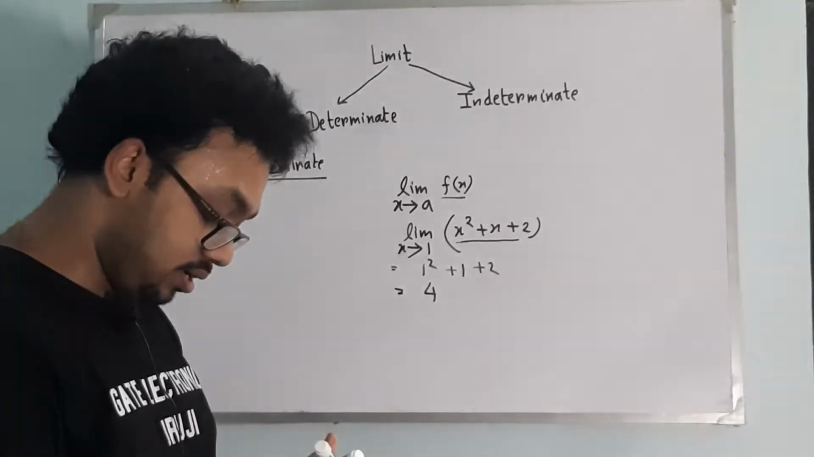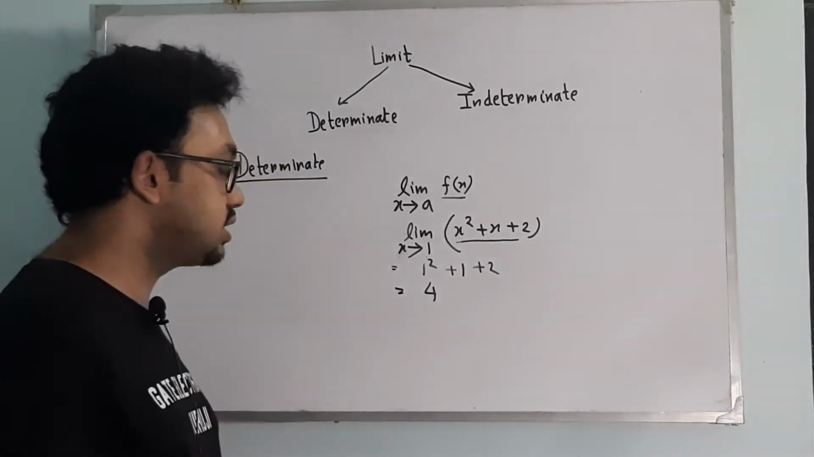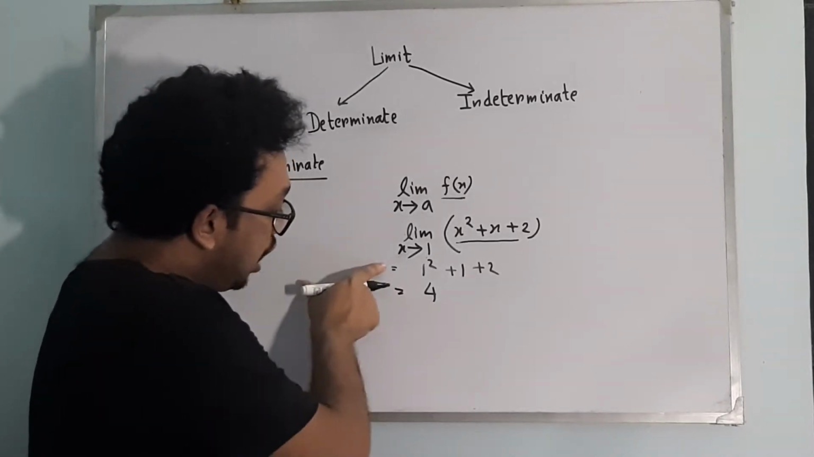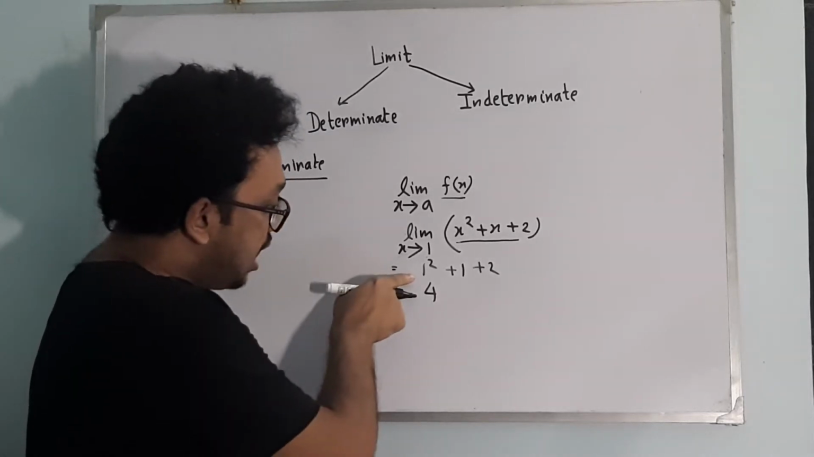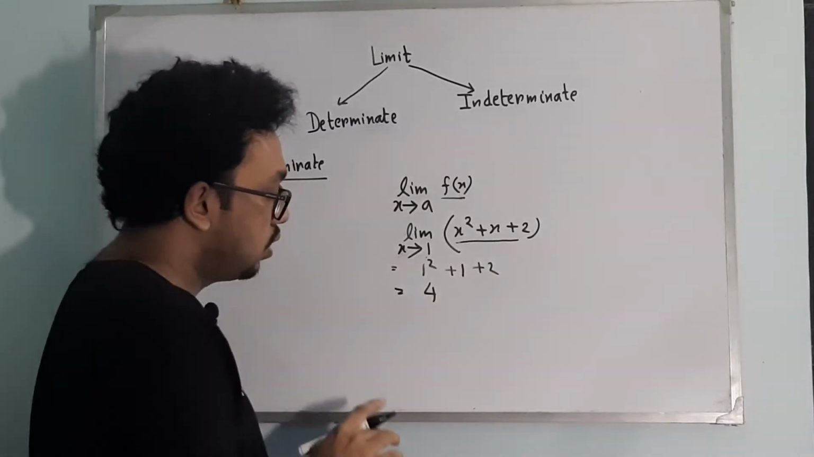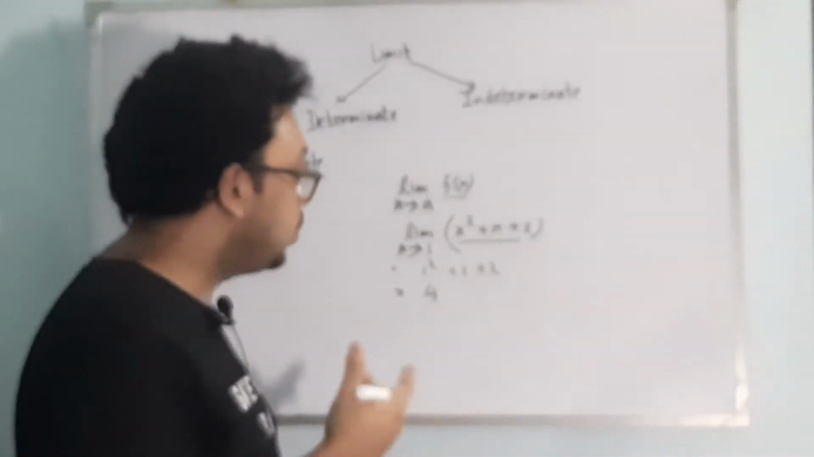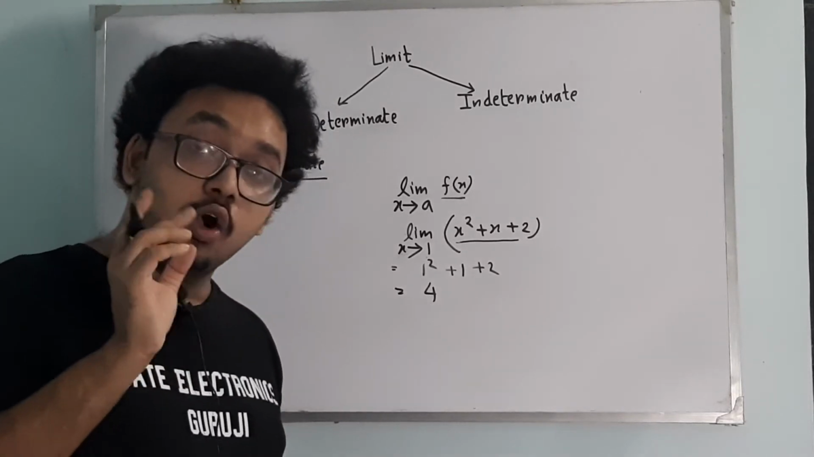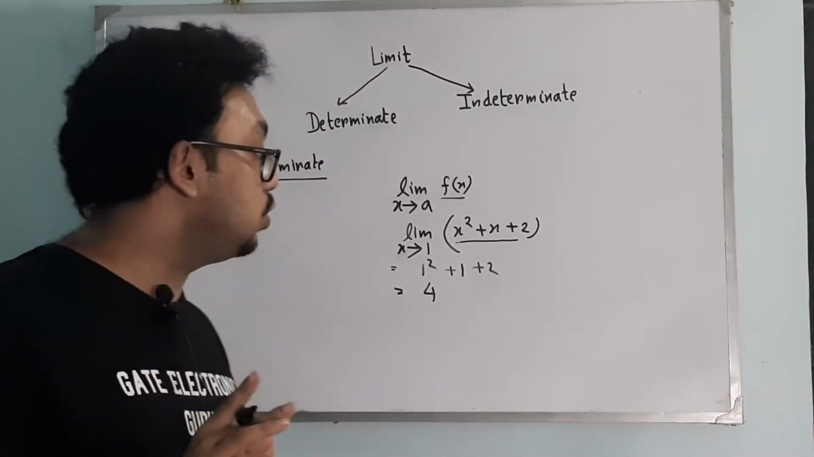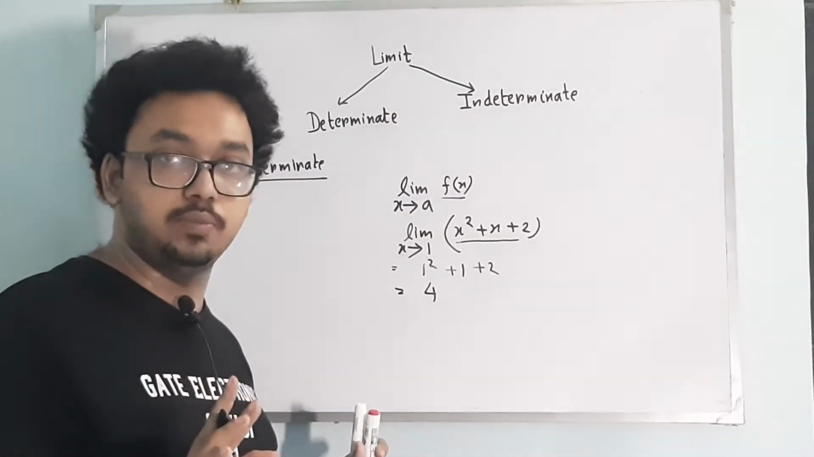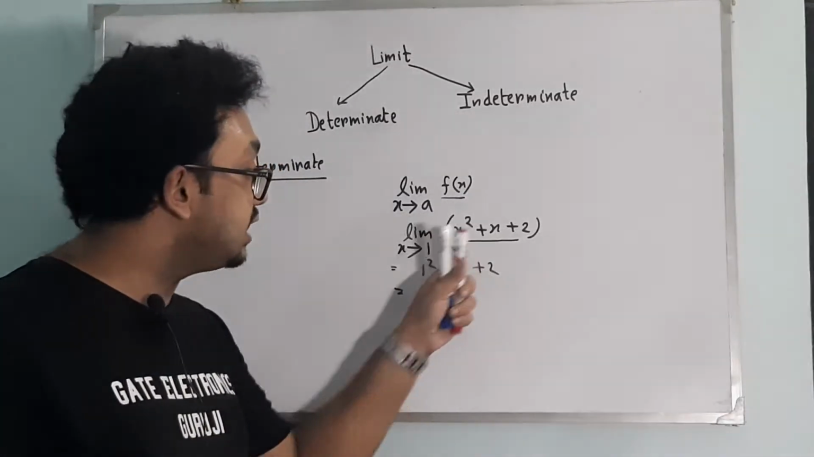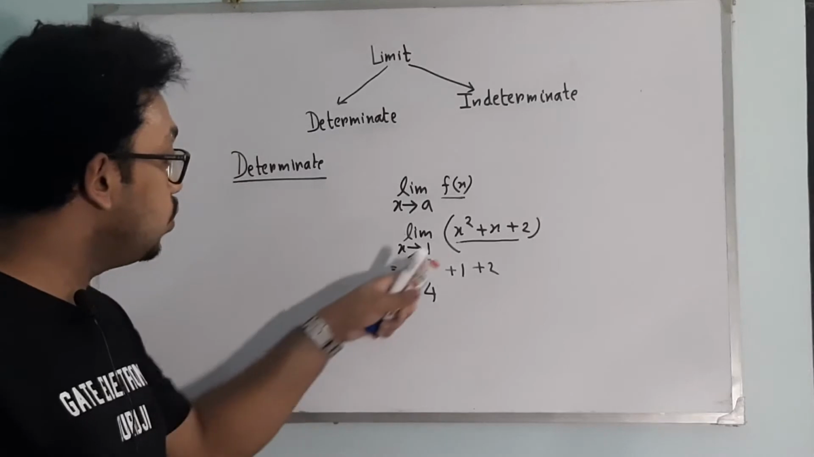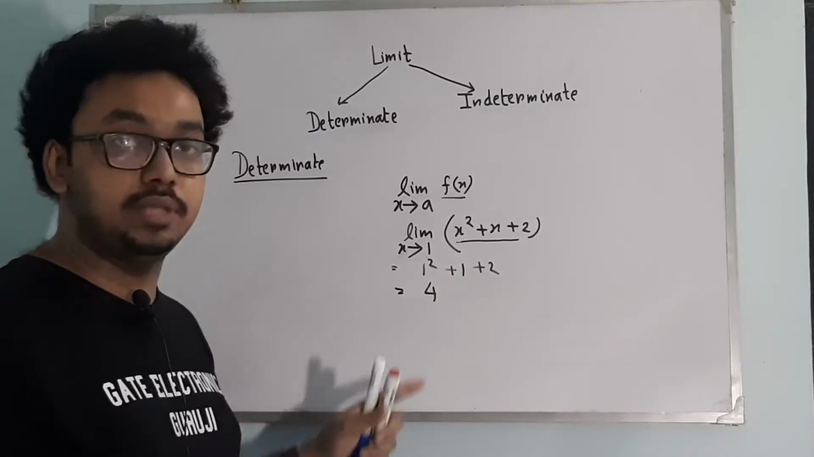Now here, a few students have a misconception. They say, sir, to find the value 4, you have done two steps: you have done 1 square plus 1 plus 2, then you have added and got 4. Then how are you saying that you don't have to do any manipulation? See, I said that to check whether the limit exists or not, you don't need to do any steps. You can directly say whether the limit exists or not without doing any manipulation. I did not say that without doing any manipulation you can find the value of the limit.